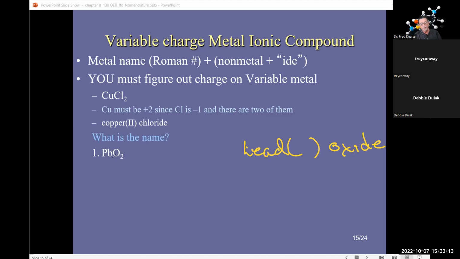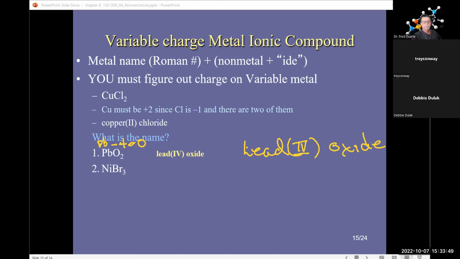To complete it, we need to know which specific lead we're working with. So what do we know? We know that the oxygen, the oxides, each are -2. There's 2 of them. That means the total negative is -4. Okay, so it is Pb minus 4, which tells you that lead must be a +4 charge. Okay, does that make sense? So the name is lead Roman numeral 4 oxide.